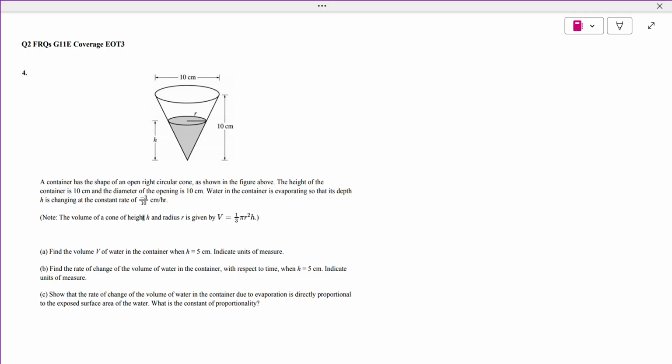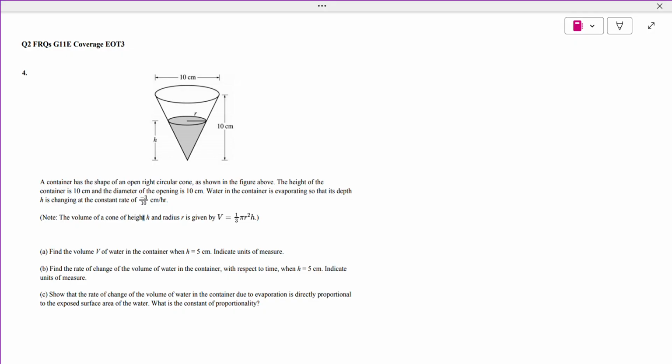In this video I will be doing the fourth question from the file of question 2 of the coverage of a grade 11 ASP. So, a container has the shape of an open right circular cone as shown in the figure above. The height of the container is 10 centimeters and the diameter of the opening is 10 centimeters. Water in the container is evaporating so that its depth h is changing at the constant rate of -3/10 centimeters per hour. Notice that the volume formula of the cone is given 1/3 pi r squared h.